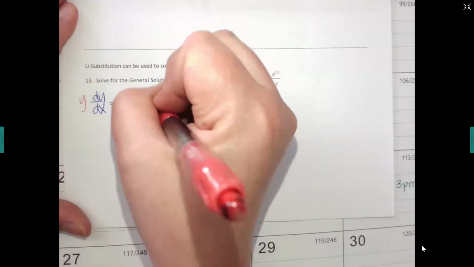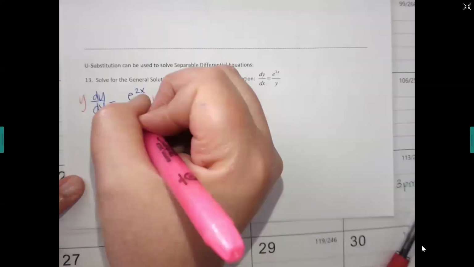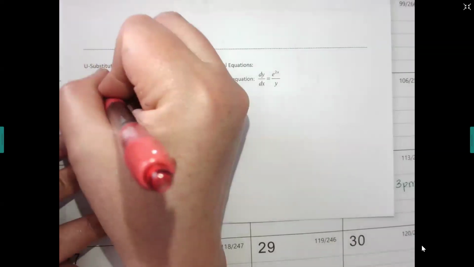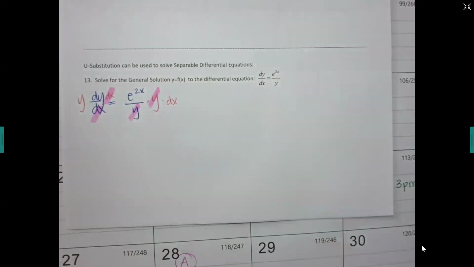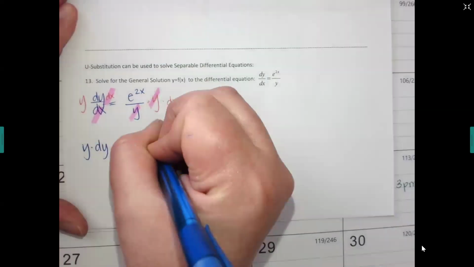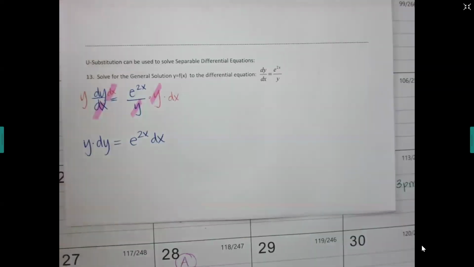It would be a times y. So I'm going to multiply by y on both sides. These guys will cross out. And then I'll multiply by dx on both sides. These guys will cross out. So you should have y dy equals e to the 2x dx. Okay, this is what we just took a test over. So you separate. And then do what next?